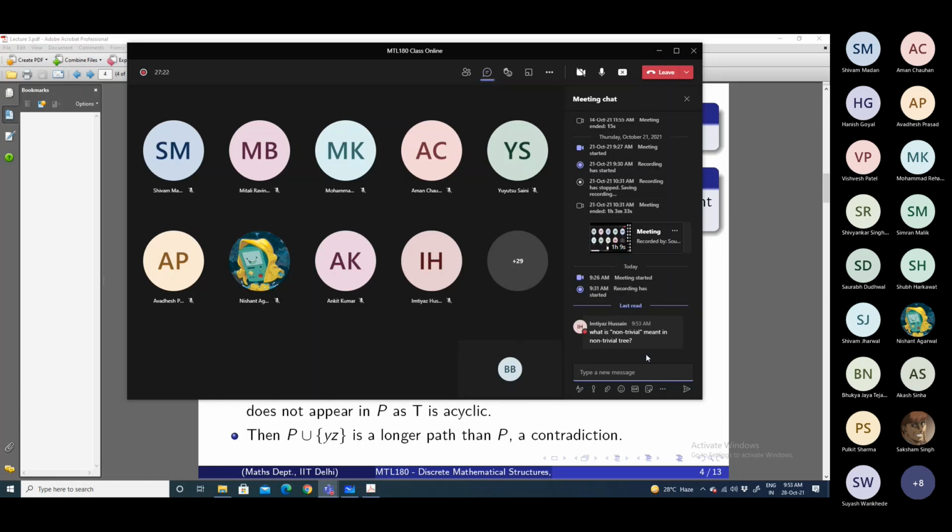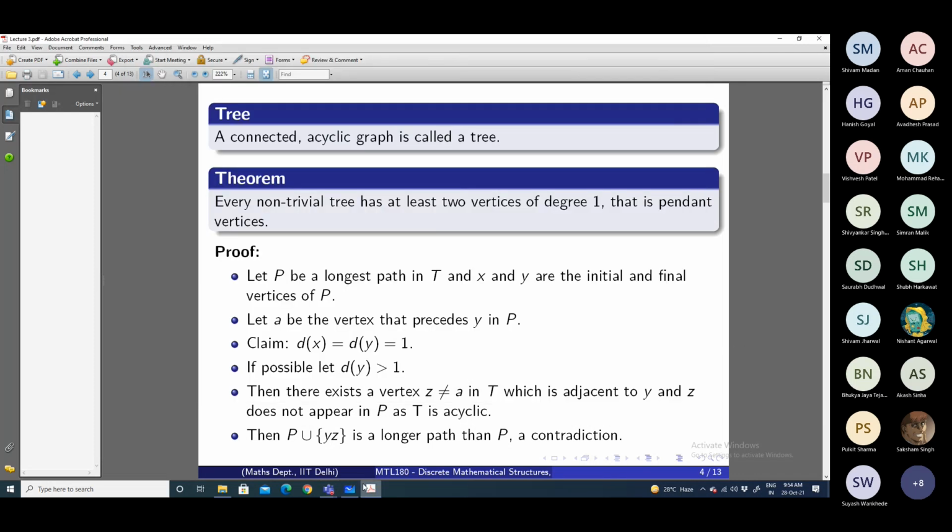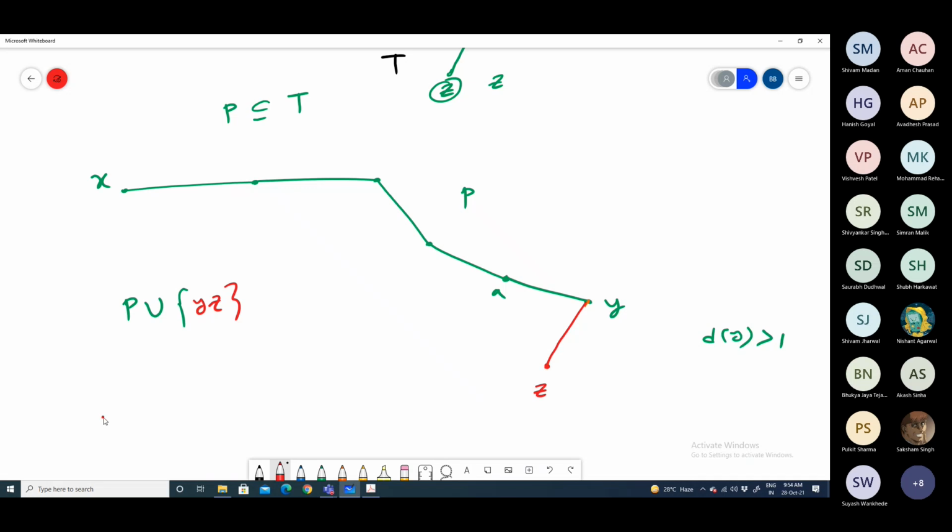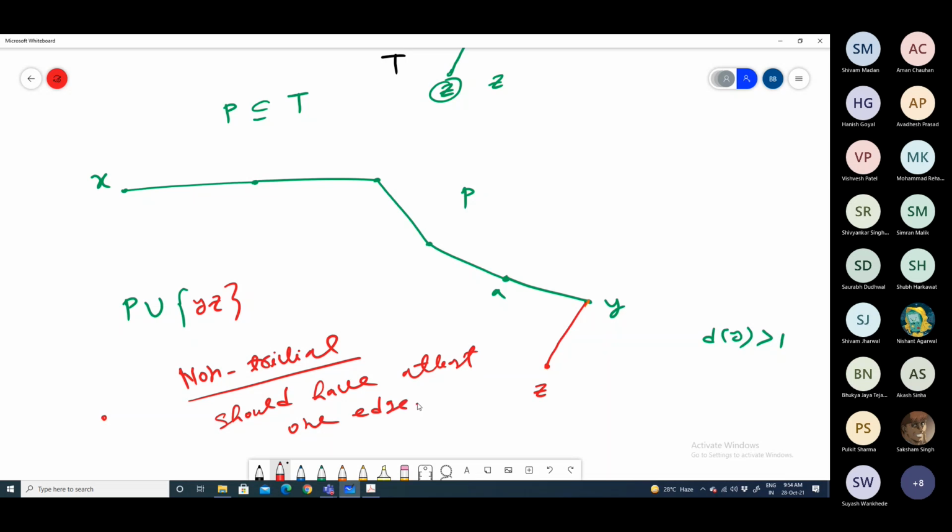Good one. So what does non-trivial mean? Non-trivial means it is not a single vertex. Since it is connected, it can be on a single vertex, so this is also a tree. This is a trivial tree. So non-trivial means it must have at least one edge.